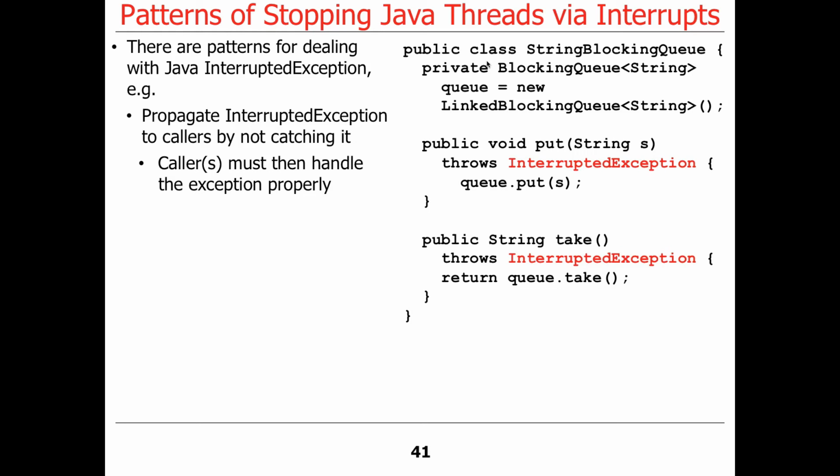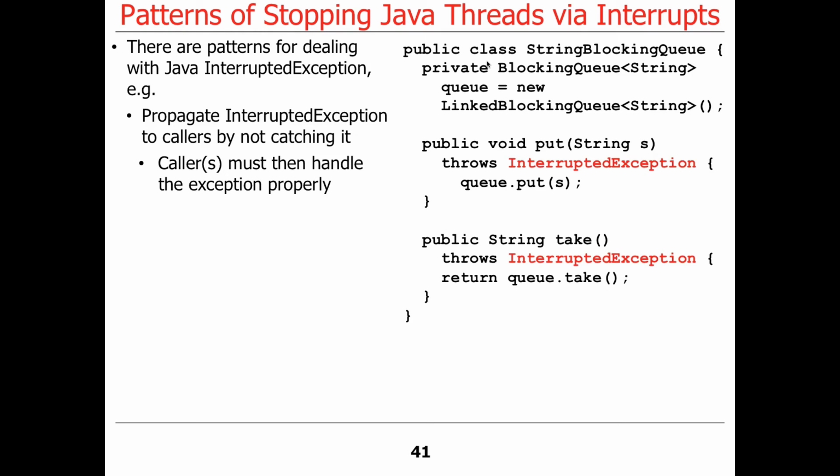Here's an example where we've got some kind of queue, and we've got a put and a take method. Put and take are going to call down to queue put and take, and this is going to be a blocking queue. So this will block. If you try to put and the queue is full, it'll block. If you try to take and the queue is empty, it'll block. And what happens here is if the thread is interrupted, we're not going to handle it in our put and take methods. We're simply going to let the exception that's raised here, the interrupted exception, propagate up to our caller. So that means it's somebody else's problem to handle it. It's not our problem. We're just going to propagate it up. They can deal with it.